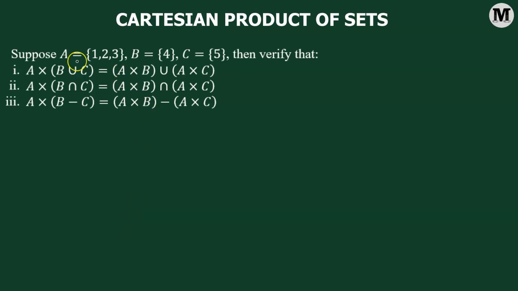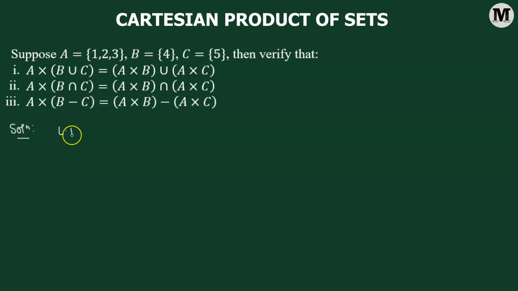So here we have three sets A, B and C, and we need to verify the following. Okay, let us begin. So first we will start with the Cartesian product of A and B union C, and we have to show that that's equals to the union between the Cartesian product of A and B and A and C. Okay, that means we will try to find out each of them individually.